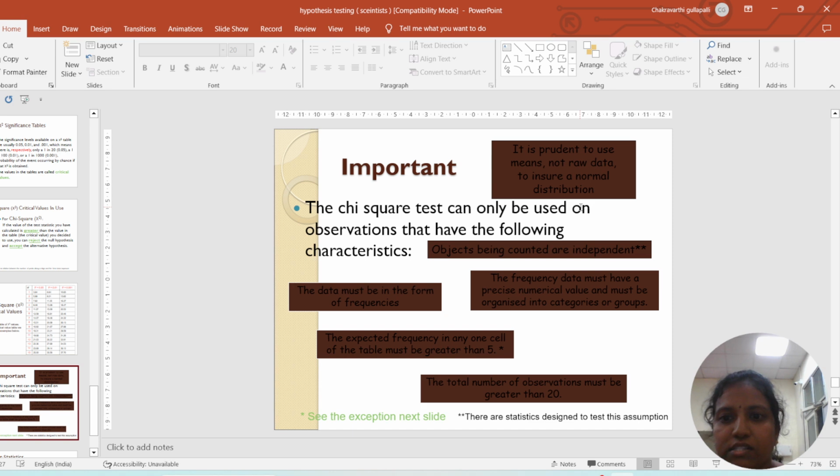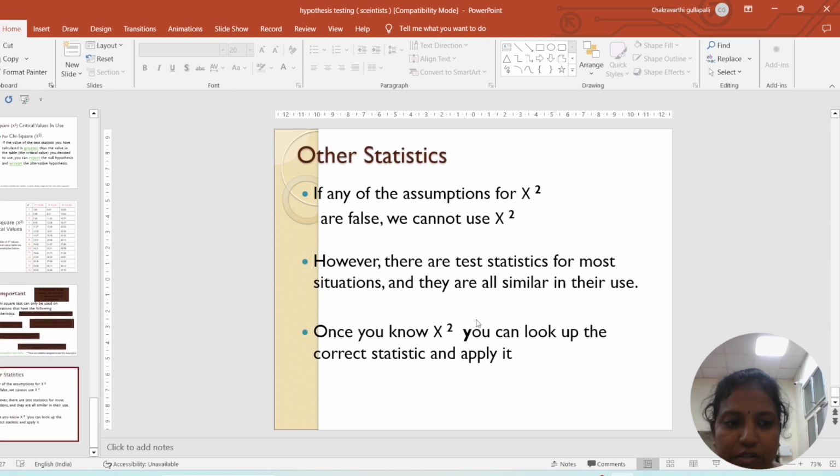The chi-square test can only be used for observations that have the following characteristics. Objects being counted must be independent. The data must be in the form of frequencies. The frequency data must have precise numerical values and must be organized into categories or groups. The expected frequencies in any one cell of the table must be greater than 5. The total number of observations must be greater than 20. If the observations are less than 5, we have to pool the observations.